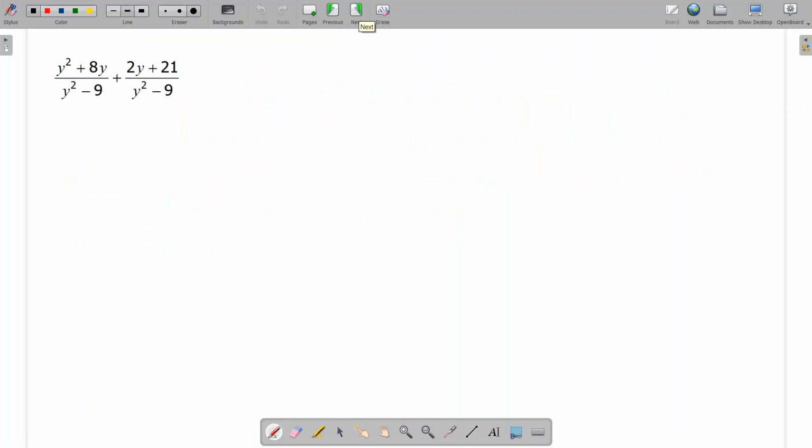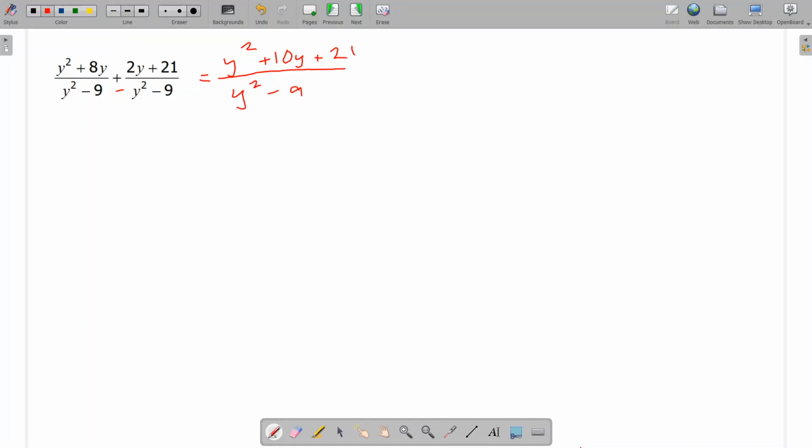So let's look at an example here where we already start with a common denominator. Y squared minus 9 is the denominator of each expression. So we have addition between these fractions, so we can combine them by adding the numerators together. So when we do that, we would get y squared plus 10y plus 21. And remember, our denominator is going to stay the same. It's going to stay y squared minus 9.